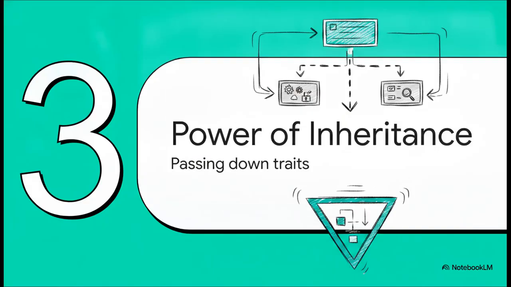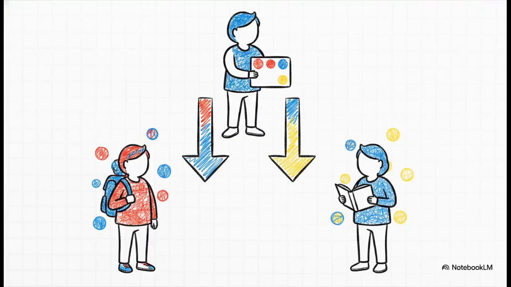Which brings up a great question. How exactly do those traits pass from the parent down to the child? Let's get into Section 3, the power of inheritance. Inheritance is, without a doubt, the single most important feature here. Just like you might inherit your mom's eye color or your dad's hairline, a lower-level entity naturally inherits the exact attributes of its higher-level parent.